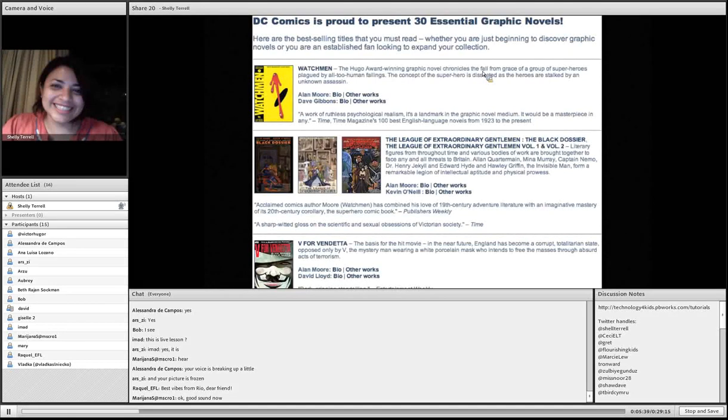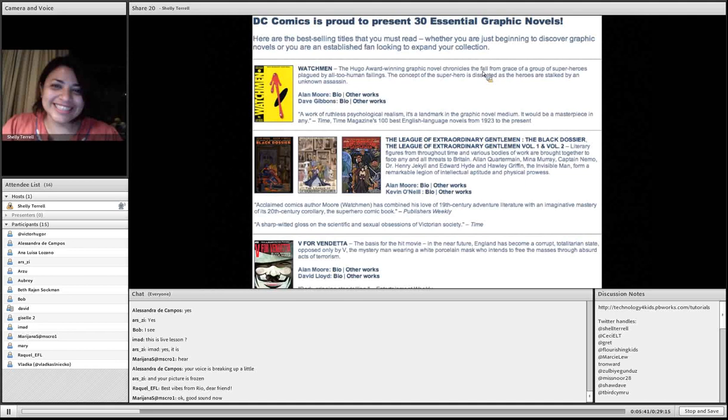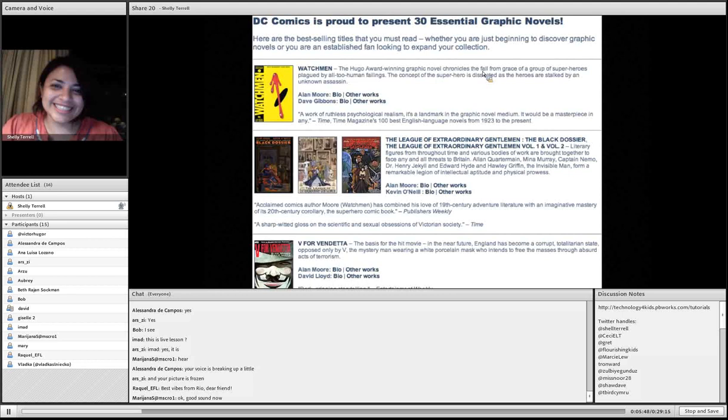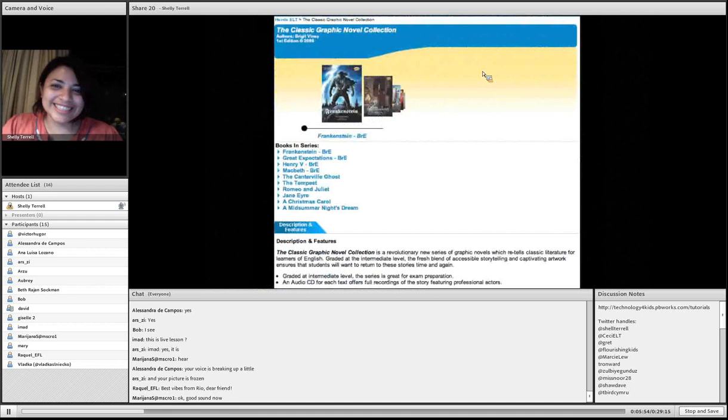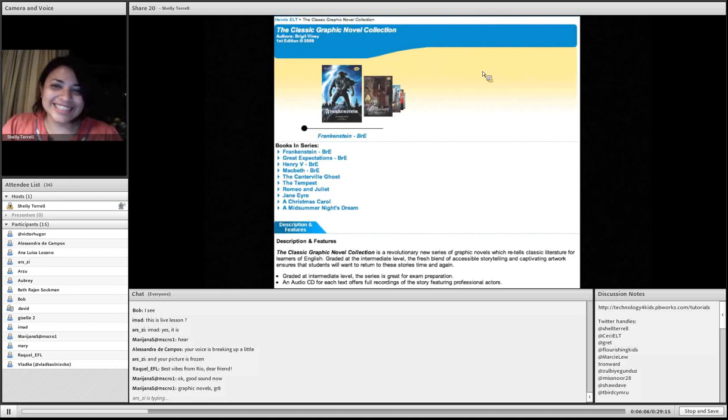I've bookmarked DC's 30 essential graphic novels, and they're with great themes. League of Extraordinary Gentlemen, they're at a good level. And the great thing about a graphic novel is it has visual aids. But what's even more exciting is if you go to Henley ELT, and usually I don't try to promote products, but I think this one is a really good one. They have all the classics in graphic novels. They're at the intermediate level.